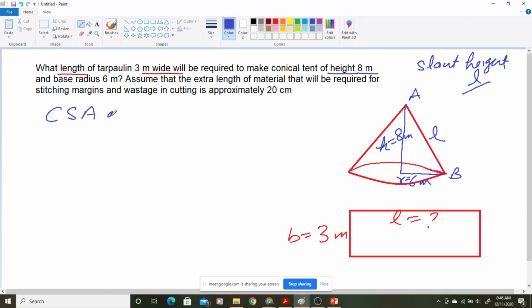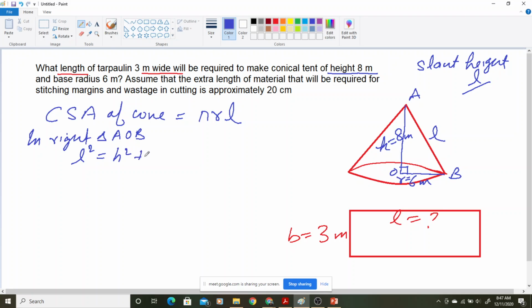but for CSA of a cone, जब हम find out करेंगे CSA of cone, we use formula pi r l, but here l is not given to us, so how do we find this l? इस l को कैसे find out करेंगे? See, अगर तुम ध्यान से देखो, this AOB, which kind of triangle is this AOB? Right angle. Yes. So we have a right angle triangle AOB. Can we write L square equal to H square plus R square? क्या हम ये लिख सकते हैं that L square equal to H square plus R square by using Pythagoras theorem?